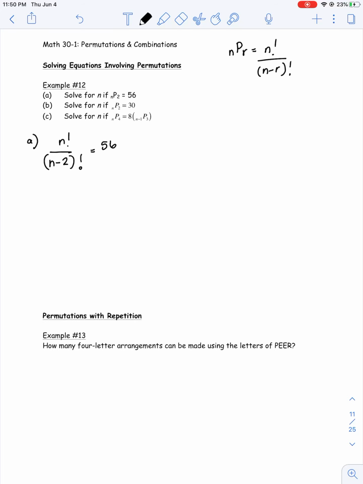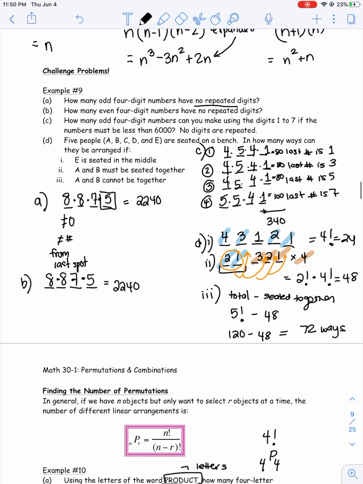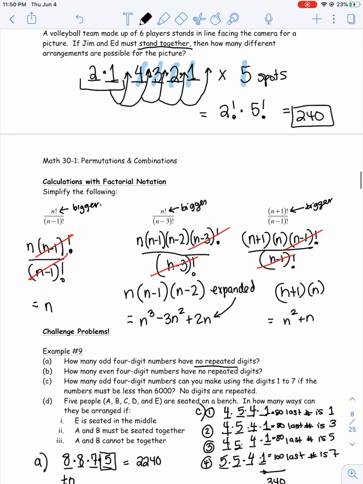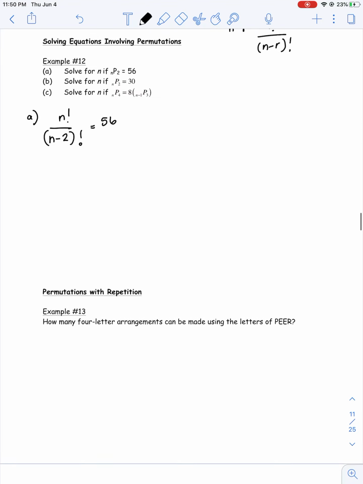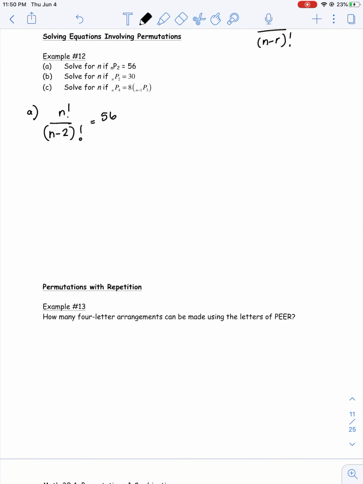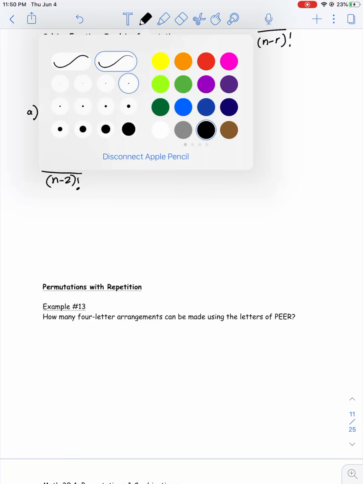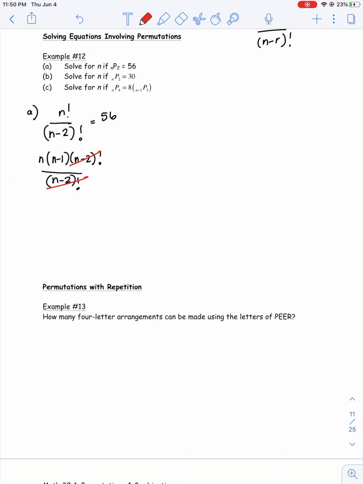Just like in the previous examples, where it says calculate with factorial notations over here, in this part we simplified. We're going to do the same thing for this example right here. We're going to simplify n by counting down. So after n comes n minus 1. After n minus 1 comes n minus 2 factorial, we stop there because it gives us the exact same thing at the bottom. The goal here is to get rid of the factorials by crossing them off.